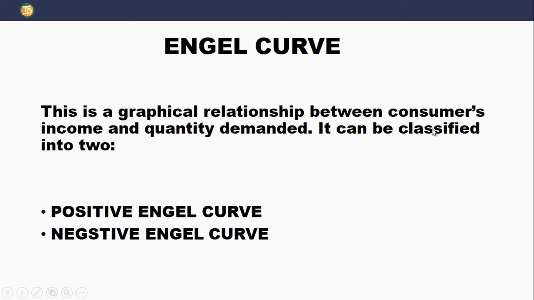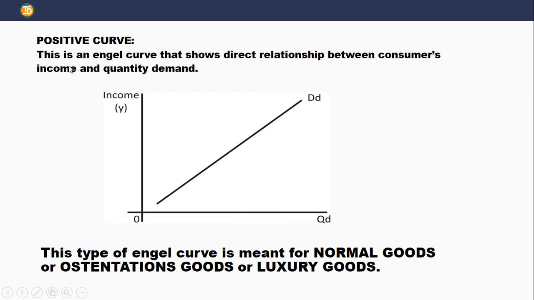Engel curve is a graphical representation of the relationship between consumers' income and quantity of goods demanded. We have two kinds of Engel curve: the positive Engel curve and the negative Engel curve. The positive Engel curve shows a direct relationship between consumers' income and quantity of goods demanded.